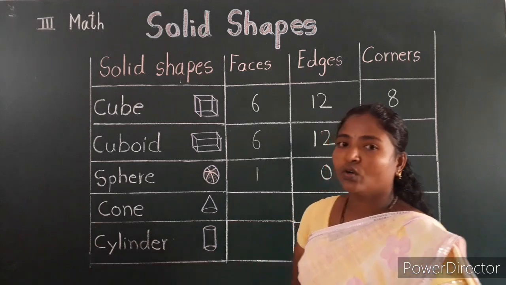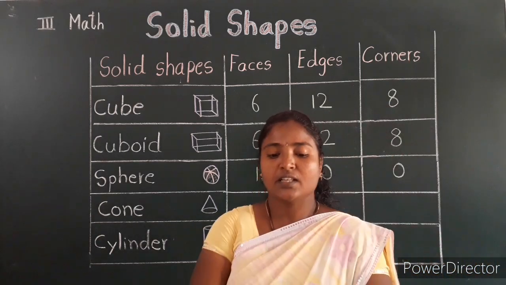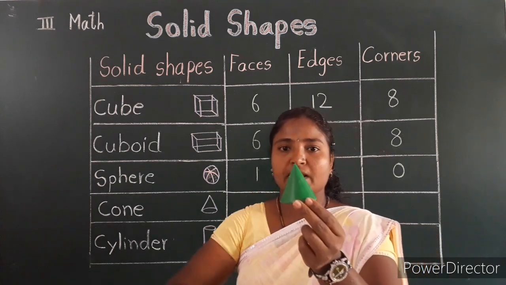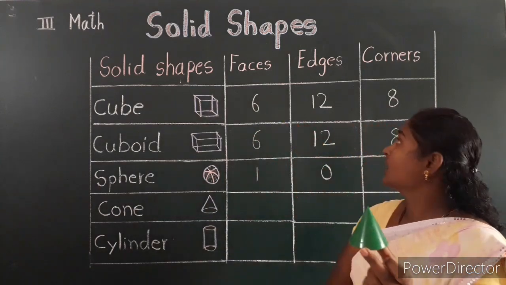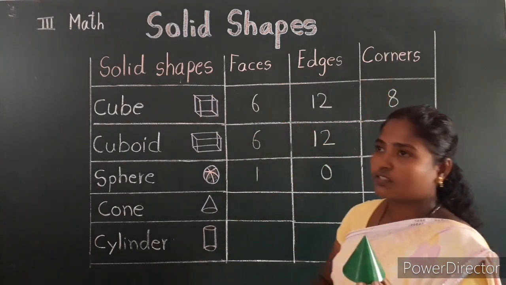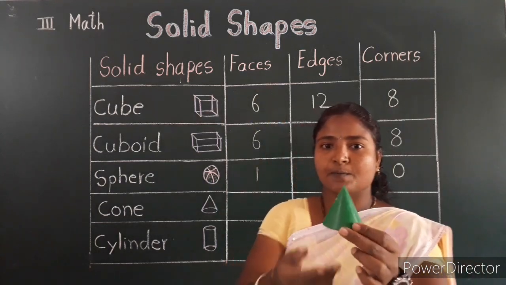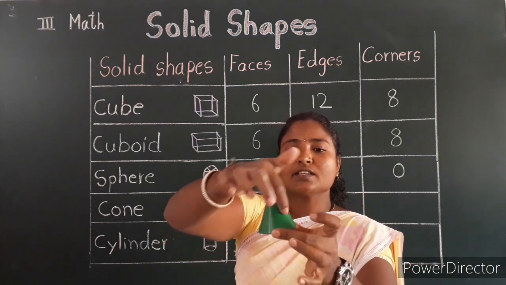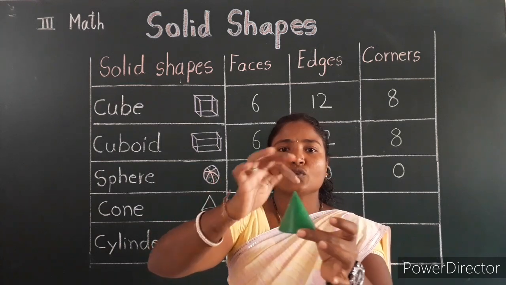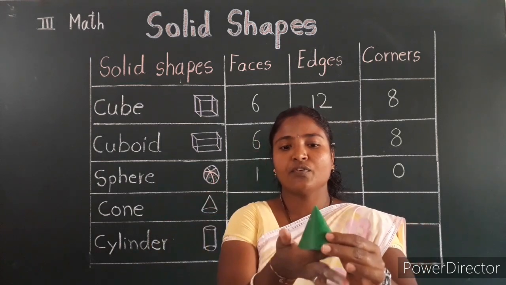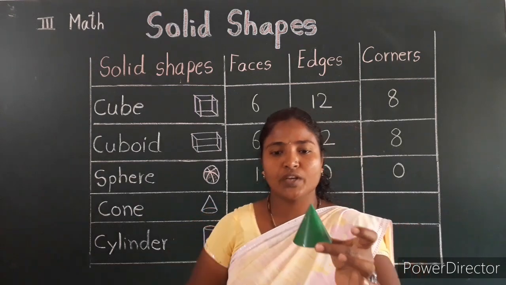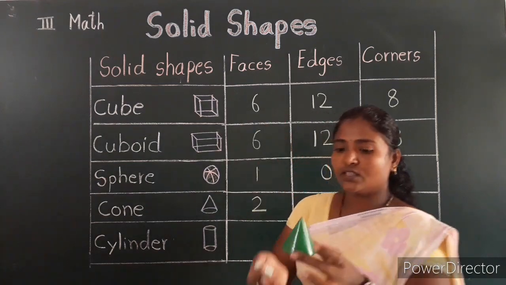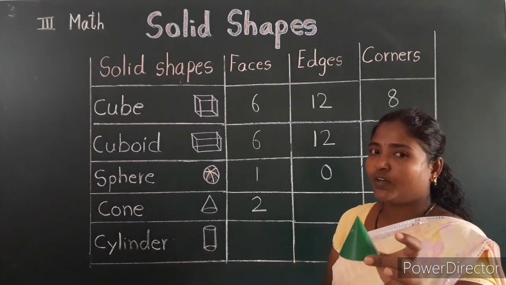Next, move to cone. This is a cone shape. Let's count faces, edges, corners. First, count faces. This is one face. This is a flat face. One. And this is a curved face. How many total faces, children? Two. One flat face. Another one is a curved face.